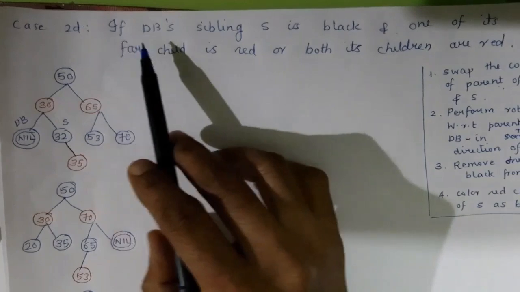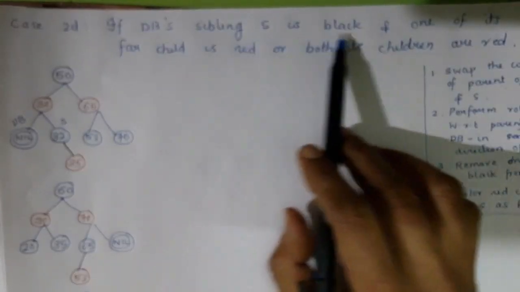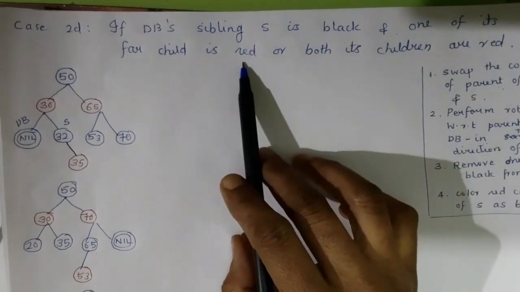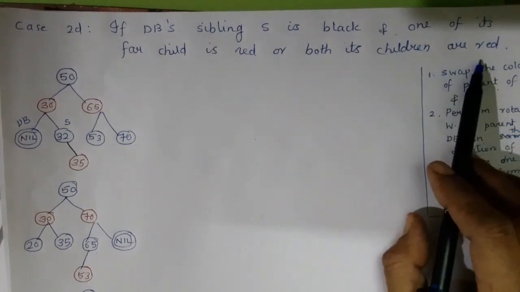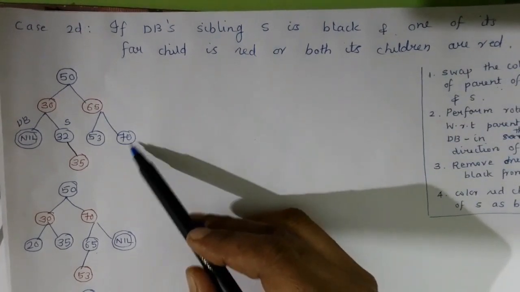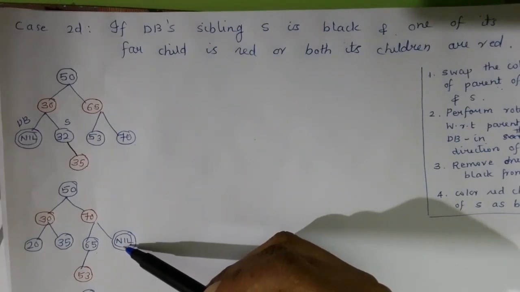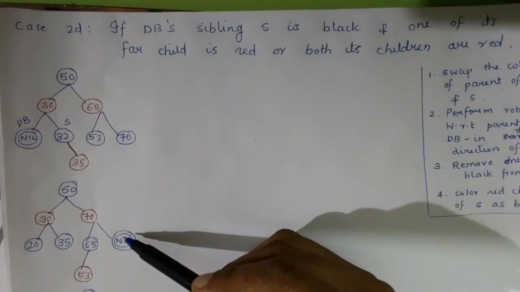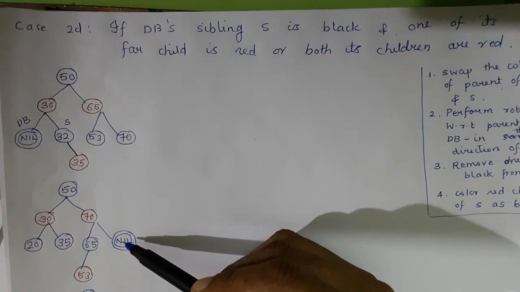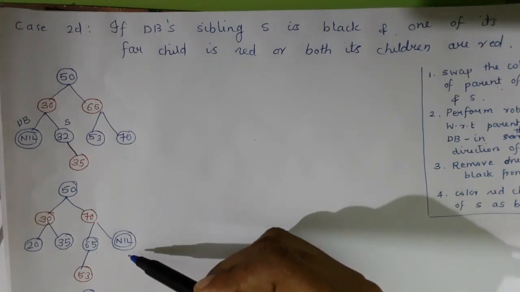Next, case 2D. In case 2D, if DB's sibling S is black and one of its far children is red, or both its children are red. Consider these two examples. These two examples are from the previous case 2C, because after performing case 2C, we did not resolve the double black issue, and it goes to case 2D.